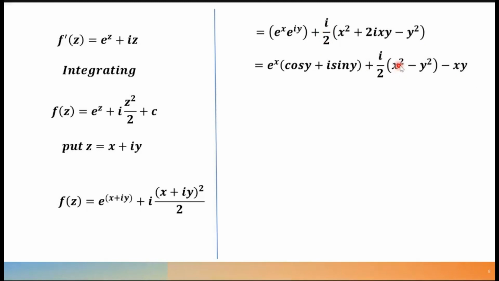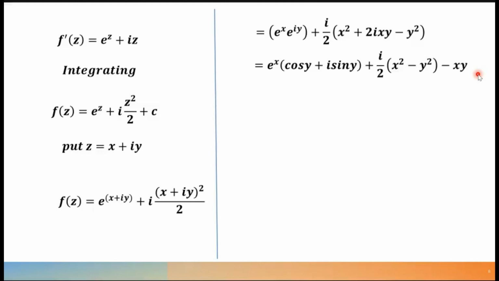Again, one more bracket has to be here actually. No, I've taken it inside. Okay. So actually, the real part is x square minus y square multiplied by i by 2. And then i by 2 multiplied by 2ixy. So again, i square will become minus 1 and 2 will get cancelled. We will get minus xy.